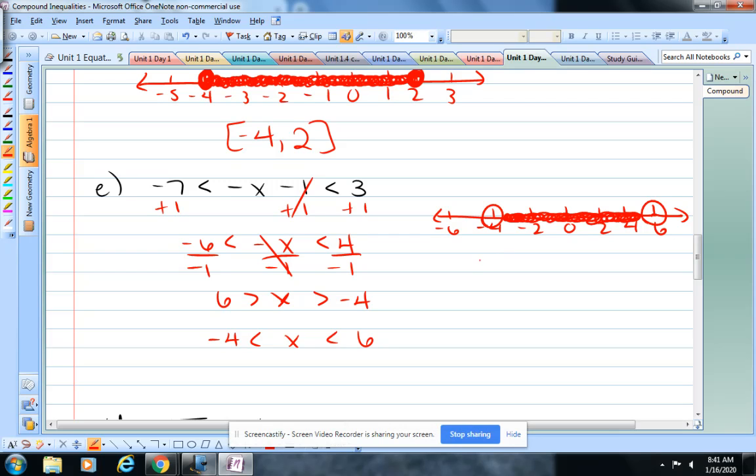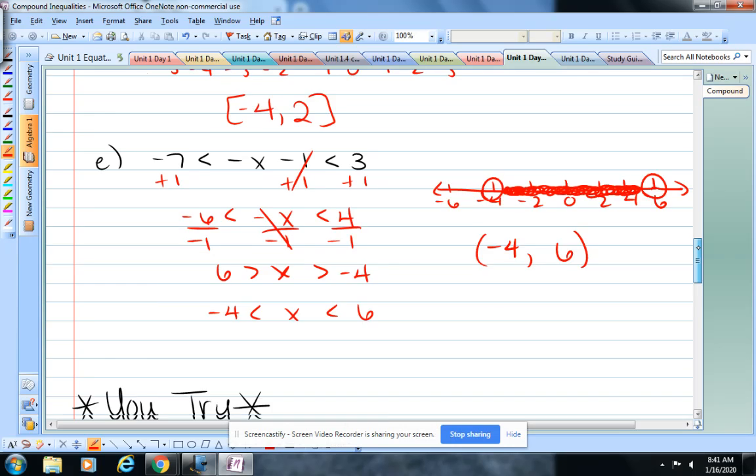So my left boundary is what? Negative 4 with a what? Parentheses, comma, what's my right boundary? 6 with a parentheses. That means my solutions are between those two numbers, but not including those numbers, right?